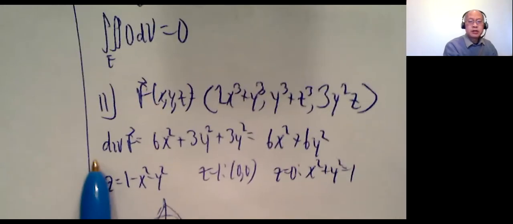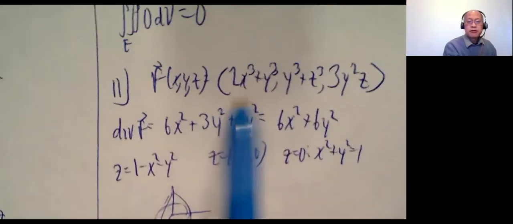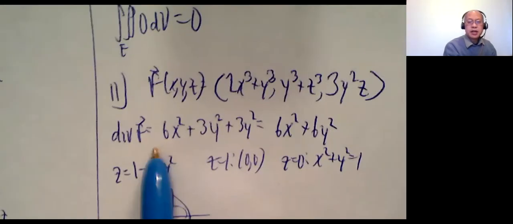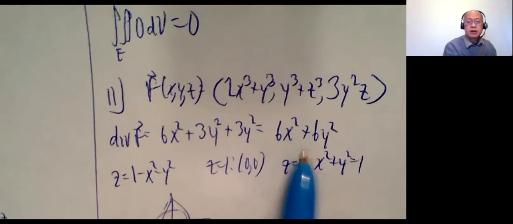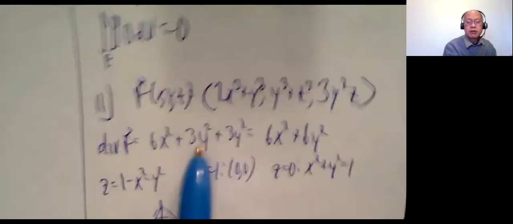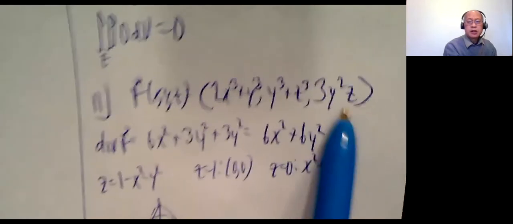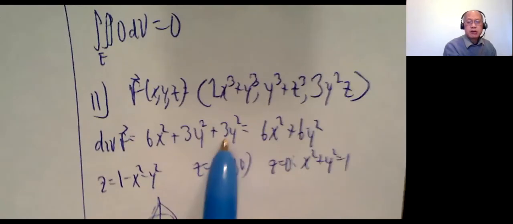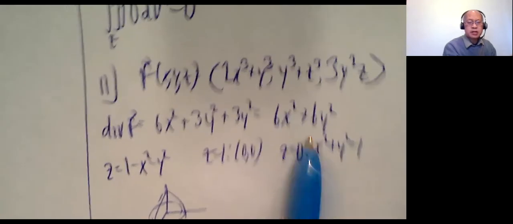All right, so the divergence: differentiate with respect to x, 6x squared. Differentiate with respect to y, 3y squared. Differentiate with respect to z, 3y squared. So I have 6x squared plus 6y squared.